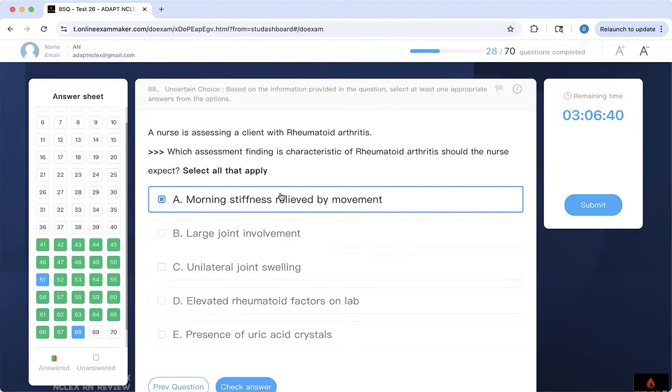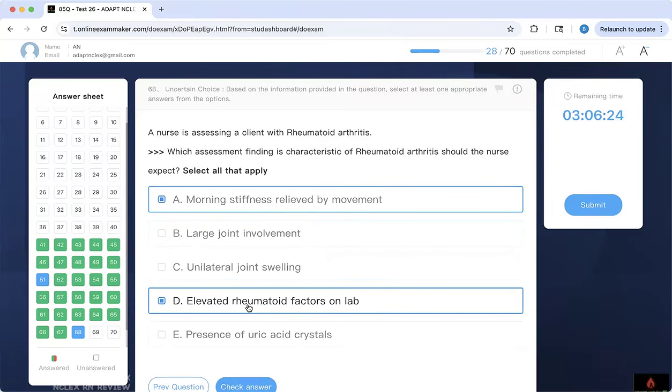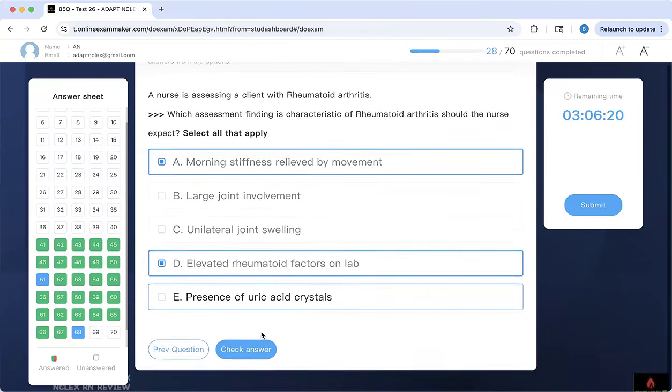They have morning stiffness, and then when they move, it feels much better. Unlike osteoarthritis, where when they move, it hurts. It does not involve large joints, usually small joints, and involves both sides. So unilateral joint is wrong. You're going to have rheumatoid factor that will be elevated. The presence of uric acid is associated with gout.